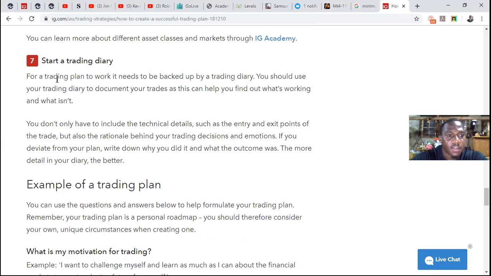Start a trading diary. For a trading plan to work, it needs to be backed up by a trading diary. You should use your trading diary to document your trades, as this can help you find out what's working and what isn't. You don't only have to include the technical details such as entry and exit points of the trade, but also the rationale behind the trades, the trading decisions, and the emotions, right? If you deviate from your plan, write down why you did it and what the outcome was. The more detail in your diary, the better.